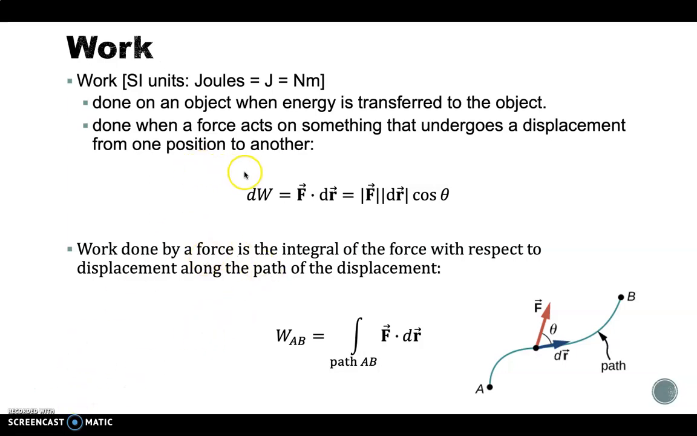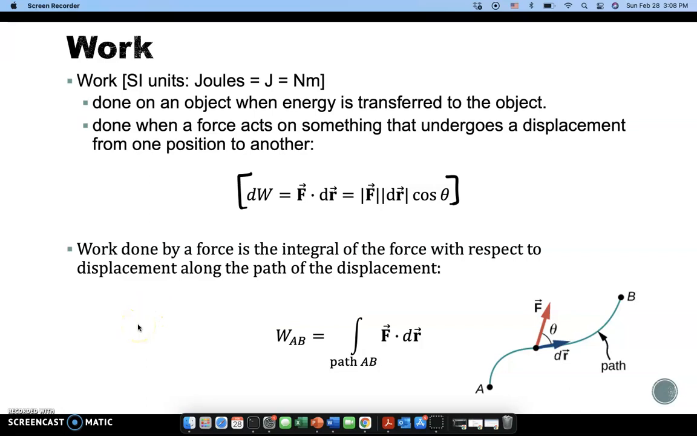And that is what this equation states here. This is the change in work, equal to the dot product of the force and the displacement vector. And we learned a while back that the dot product between two vectors is also equal to the magnitude of the two multiplied together times the cosine of the angle between them.